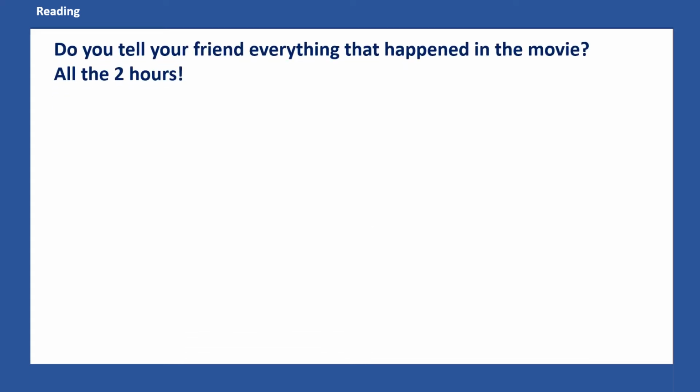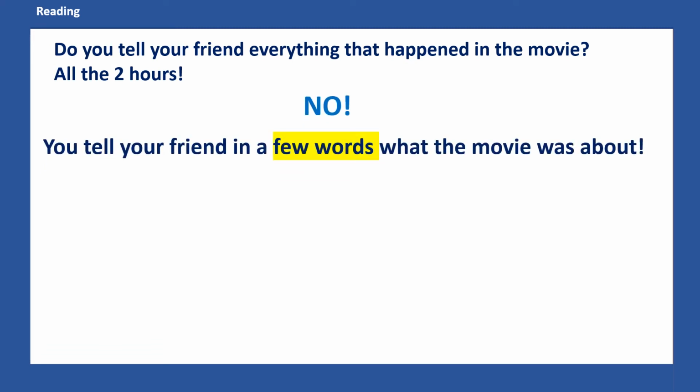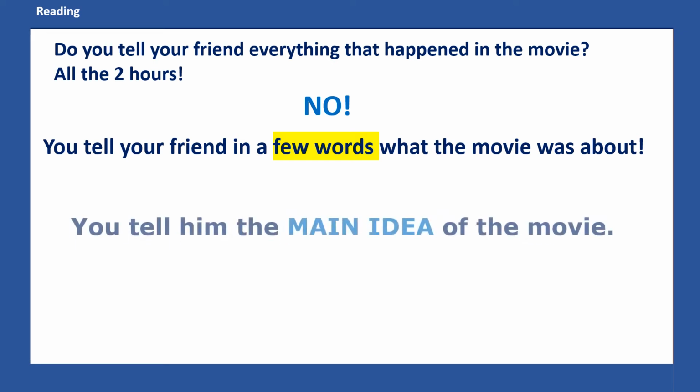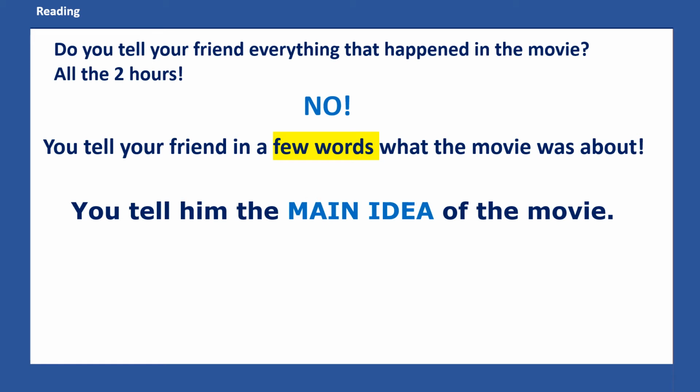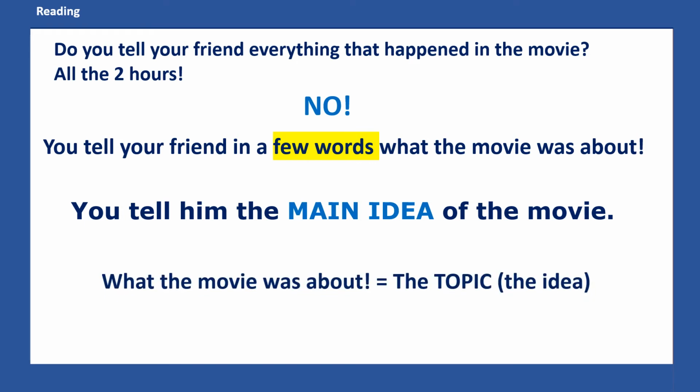Do you tell your friend everything that happened in the movie? All the 2 hours? No. You tell your friend in a few words what the movie was about. You tell them the main idea of the movie. What was the movie about? It is the topic, the idea.